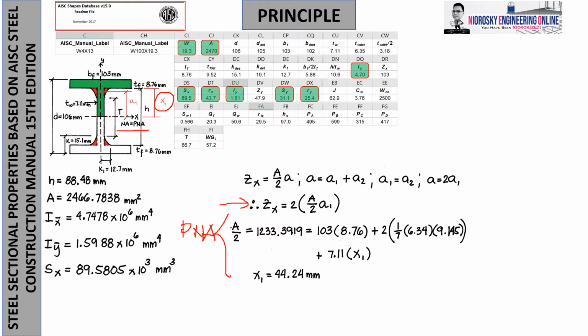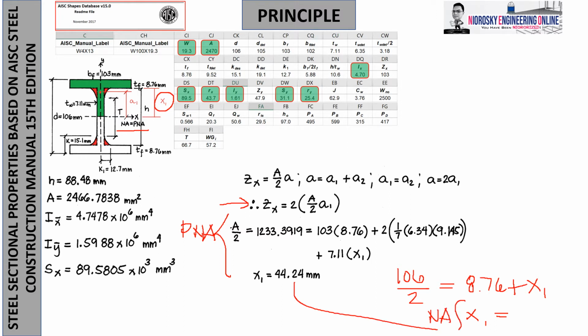By getting the total height, which is 106 over 2, since we need half, equals x sub 1. No, it's not x sub 1 but the thickness of the flange by this statement, which is 8.76 plus x sub 1. So by this statement, if you get the same as the 44.24, then I can simply conclude that the neutral axis and the plastic neutral axis are coinciding. So by this, 106 over 2 minus 8.76 yields 44.24.